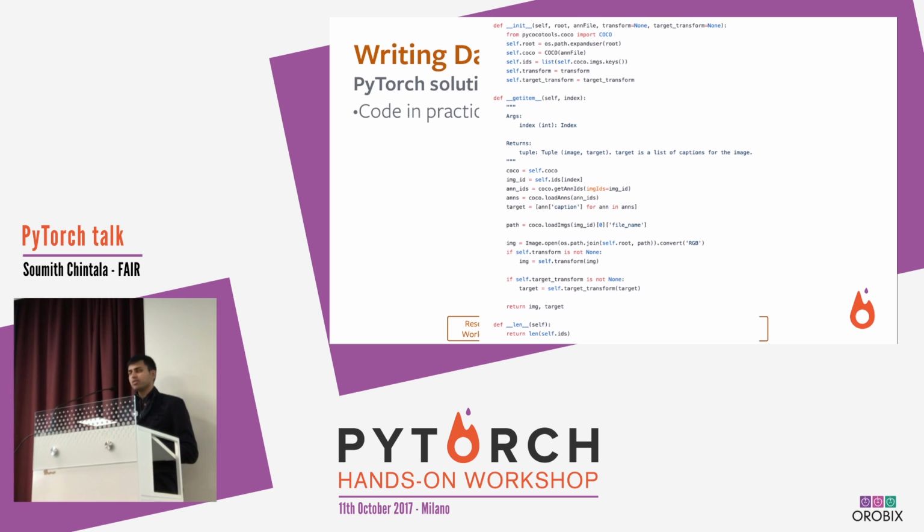This is an example of loading the COCO dataset. COCO already has a Python API to load COCO images and objects and so on. So in your __getitem__, we just load that particular instance of the COCO image along with its annotations, then we optionally transform the images, and we return the images and the annotations. That's about it.